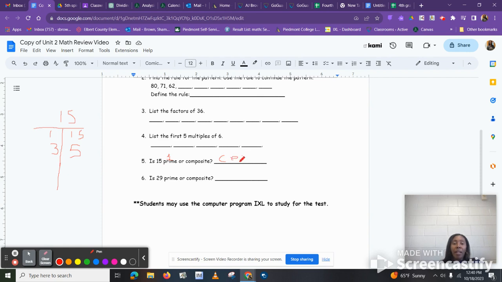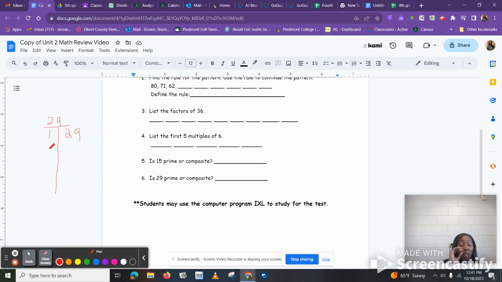And then the next one, I'm not even going to finish writing that, but the next one it says, is 29 prime or composite? Well, for 29, I could do a T-chart. I always start at 1. So I know 1 times 29 is going to give me 29. Then the next number would be 2. I ask myself, is there anything I can multiply by 2 to get 29? Well, I know that 29 is not an even number, so I cannot multiply anything by 2 to get 29.